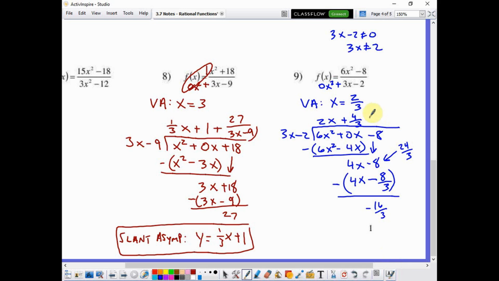So what that means is I've got minus 16/3 over 3x minus 2. But again, as this x gets infinitely large or infinitely small, this right here approaches 0, so it's not going to make any difference in my line. My slant asymptote is at y equals 2x plus 4/3.